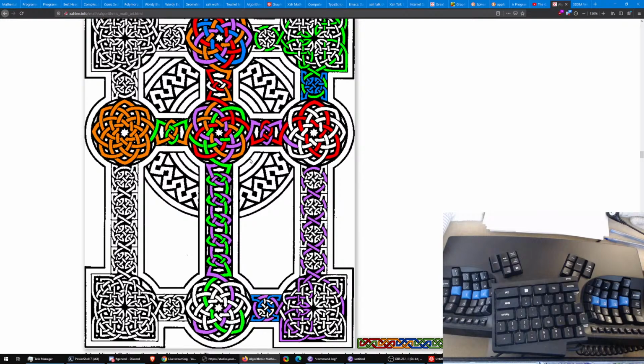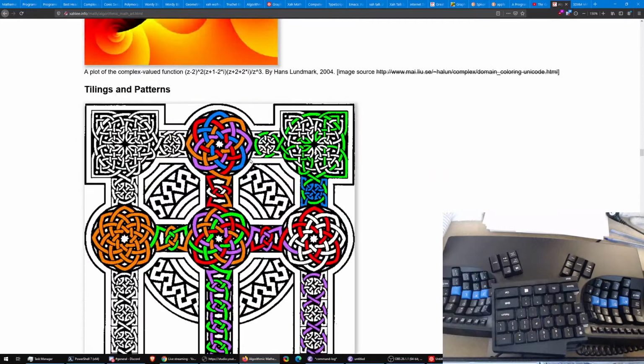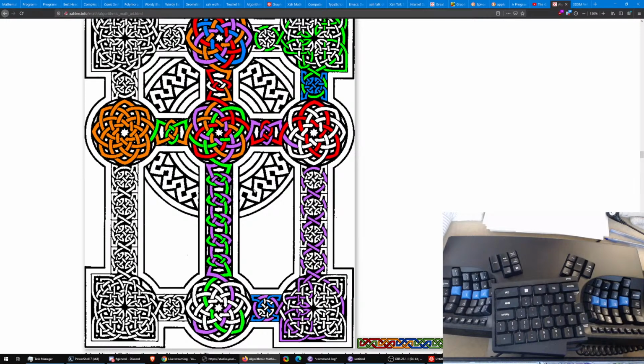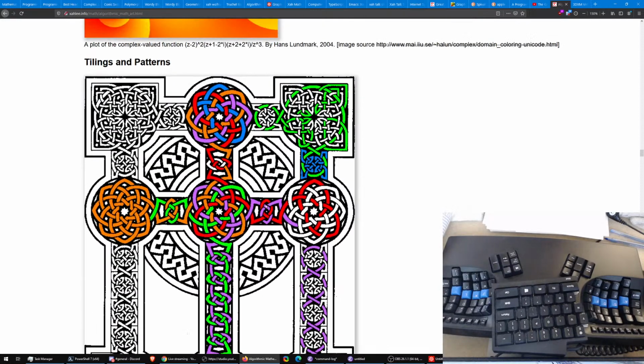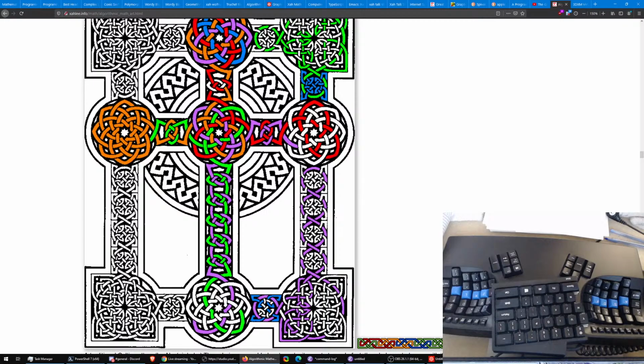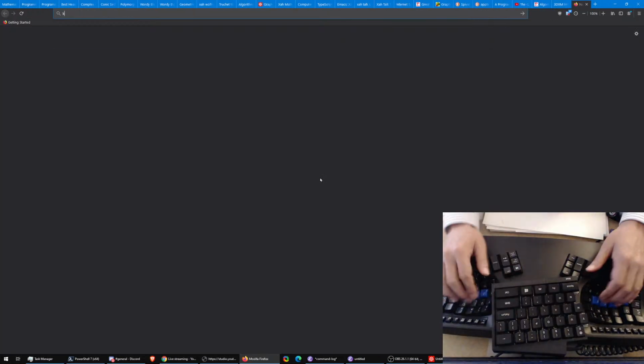Celtic knots. Very fascinating, because Celtic knots, historically, are just a cultural, decorative artwork from northern Europe, Scandinavia. Those people, their cultural artwork. But if you study it mathematically, it's part of knot theory and linkage theory.